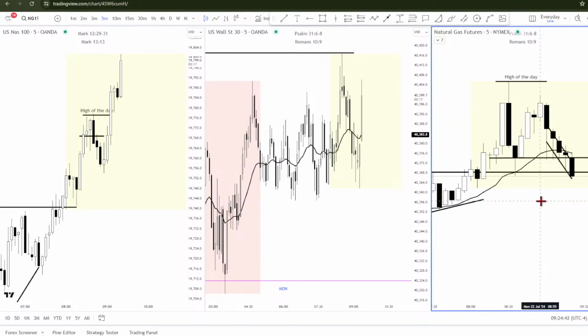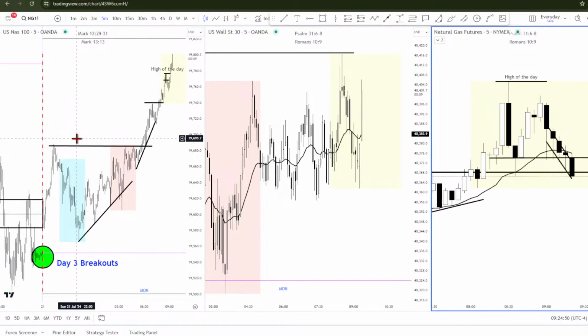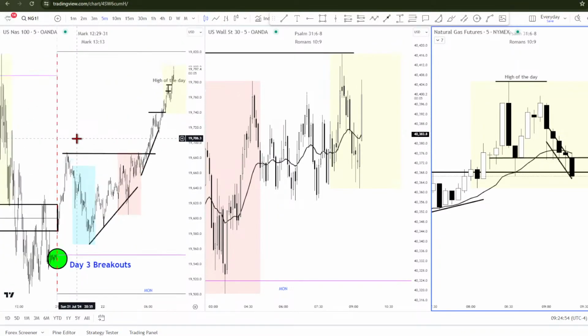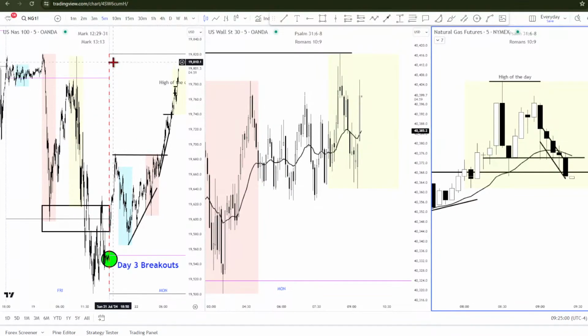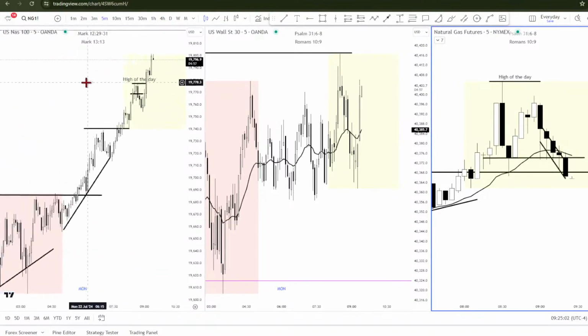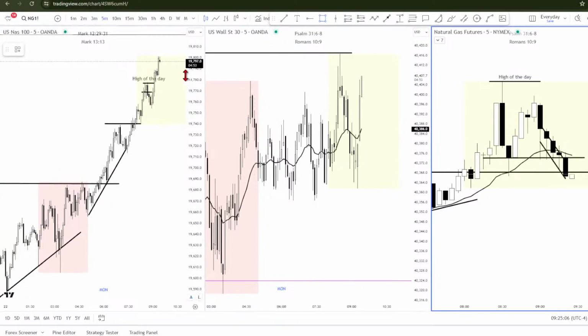Okay, NASDAQ, no 5-minute engulfment to the downside. We don't have any downwards pressure at all, just skyrocketing. Nothing I can do with that. Maybe going back to the high of the previous day. That's a good... Let's do one of these.